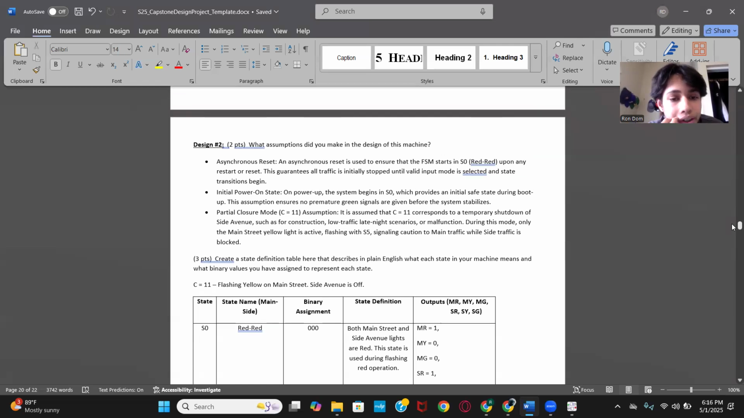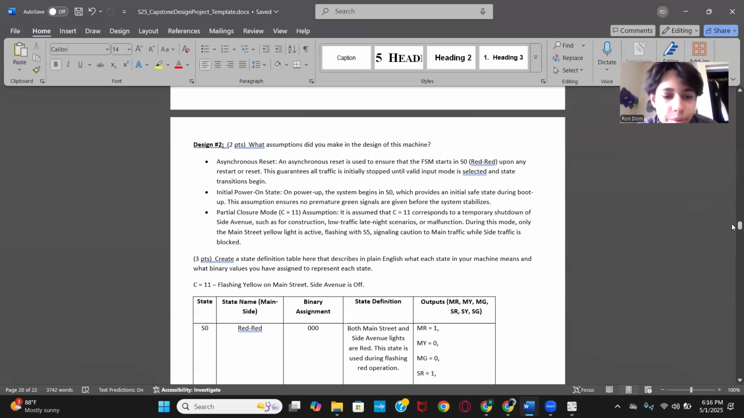So the assumptions I made for this were that, obviously, the first two assumptions are the same as my design one. So we would use an asynchronous reset to ensure that the finite state machine starts at S0, red red, upon restart or reset. And it's just like a safe mode. On power up, the system begins in state zero, providing an initial safe state.